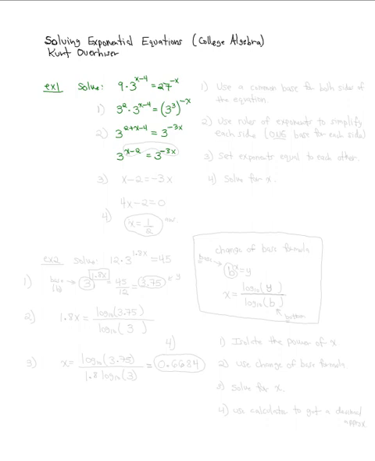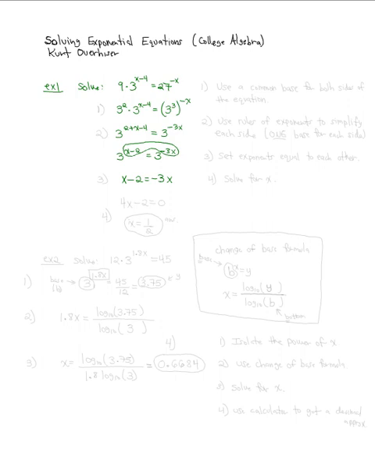Okay, so I have one base of 3 on the left-hand side, 1 base of 3 on the right-hand side, and so what we do now is, because exponential functions are one-to-one, we can drop the bases and just equate the exponents equal to each other. So if we effectively ignore the base and just look at the exponents, and set them equal to each other, we get this equation. x minus 2 equals negative 3 times x.